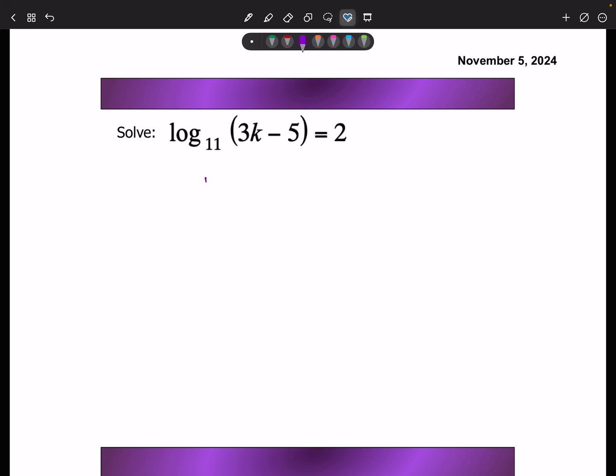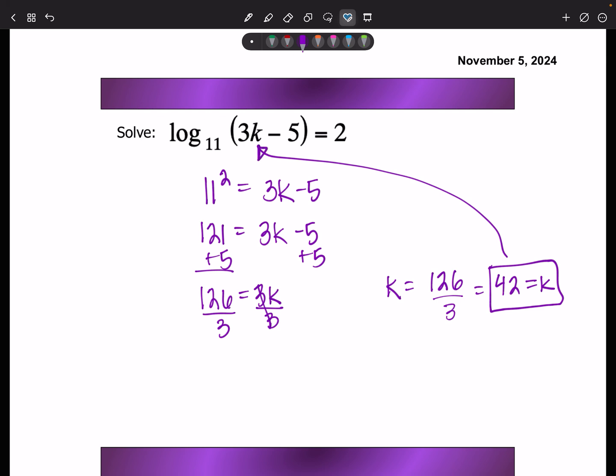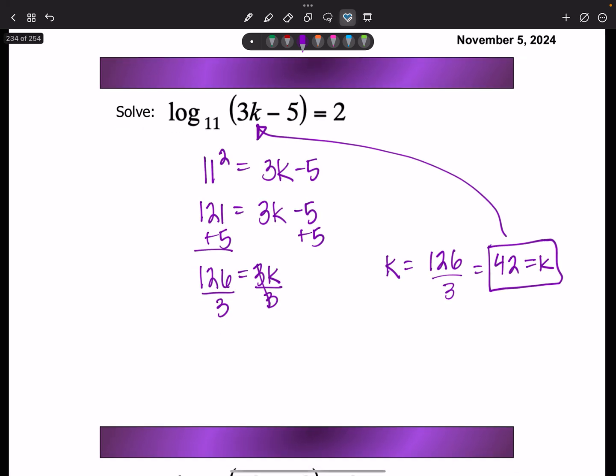Okay, welcome back. I had 11 squared equals 3k minus 5. That's 121 equals 3k minus 5. I added 5 to both sides. I got 126 equals 3k. Divide both sides by 3, and k equals 126 divided by 3, which is 42. When you put the 42 back in, it keeps the argument positive, so that would be a solution.